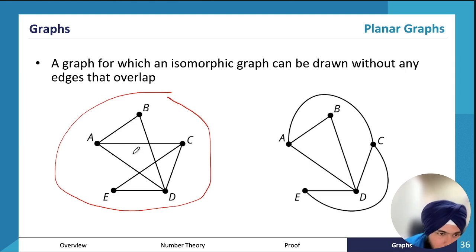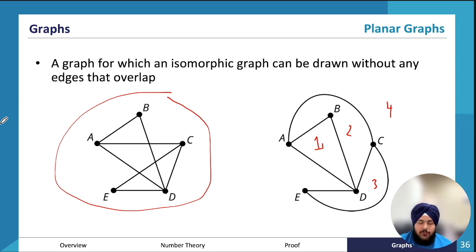So for example, for this one, where the edges are overlapping, we can't work out the number of faces. And before I get started on Euler's formula, a face is basically the enclosed regions within the graph. So for example, this is a face over here between A, B, and D. This is a face between A, C, D, B. This is a face between E, D, C, and this is actually also a face. So we consider the outside region as a face as well.